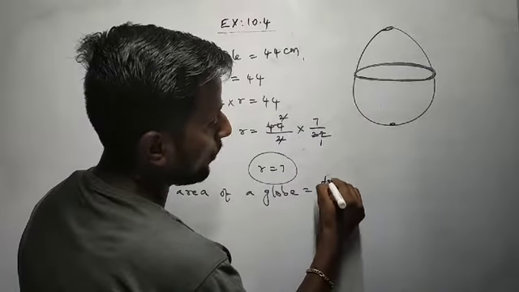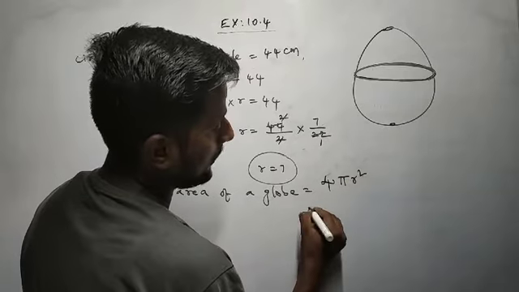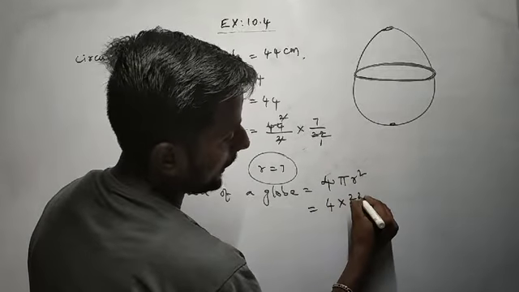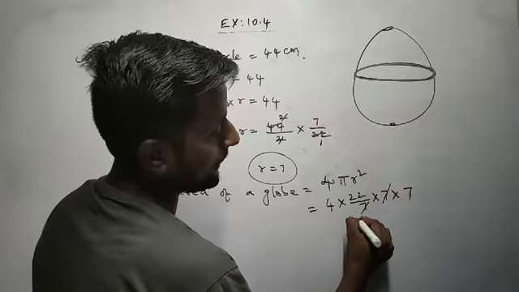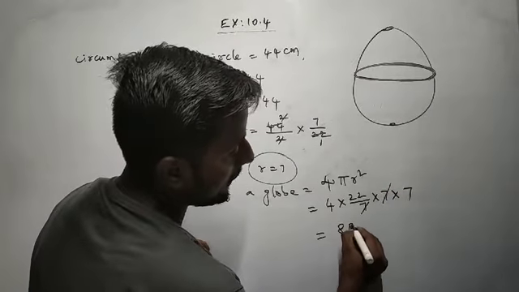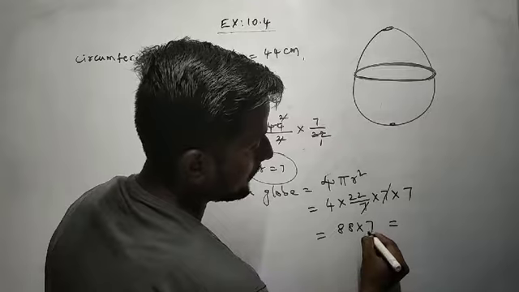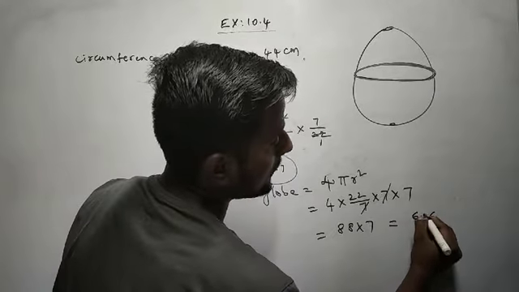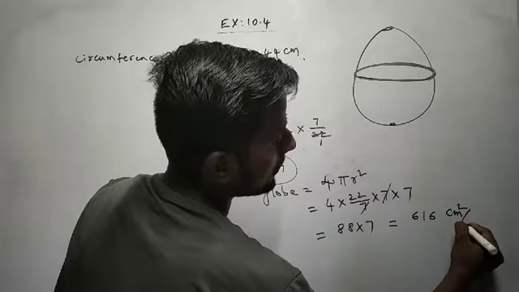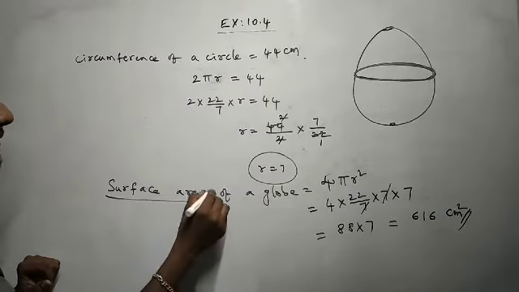So formula 4 pi r square. Simple. 4 into 22 by 7 into r value 7, again 7 and 7 get cancelled. 88 into 7, answer: 7 8s are 56, 5 carry, 7 8s are 56 plus 5, 61. Centimeter square, because it's a surface area.